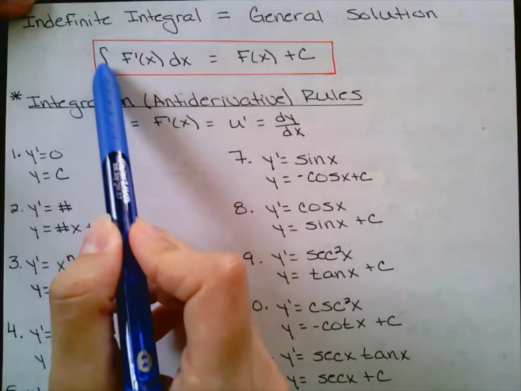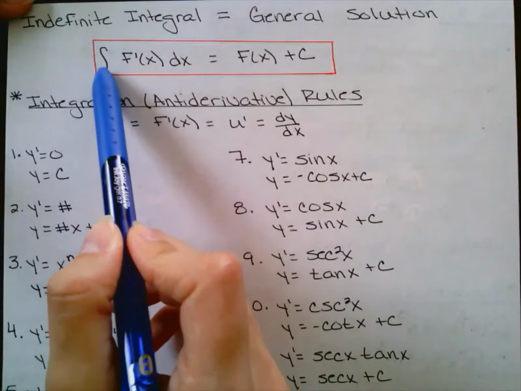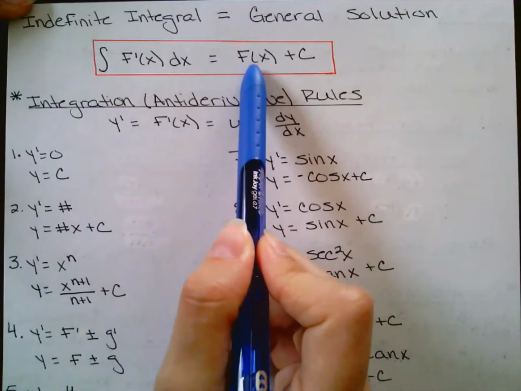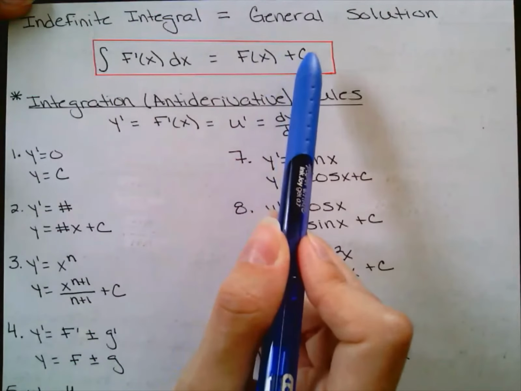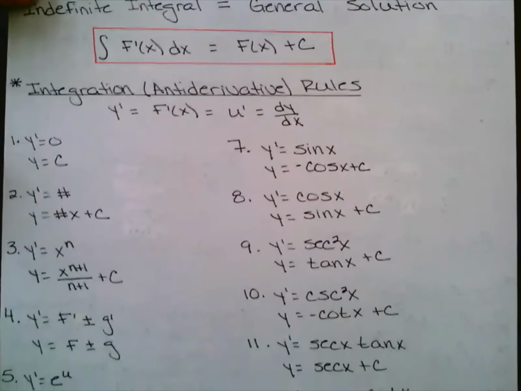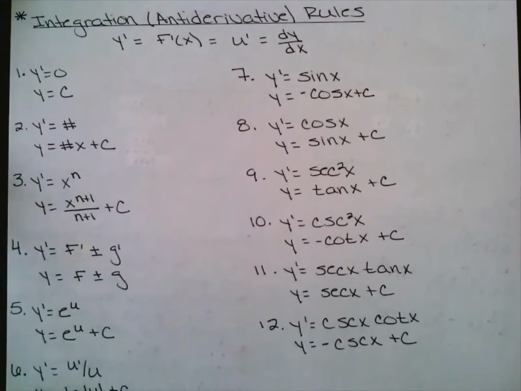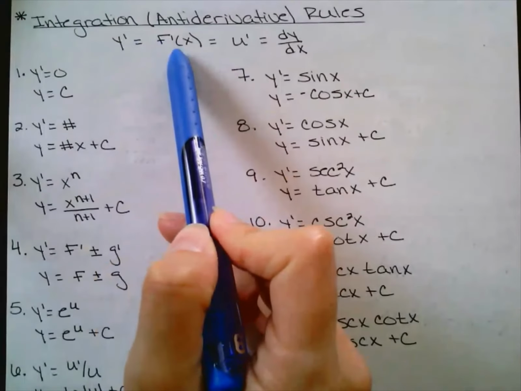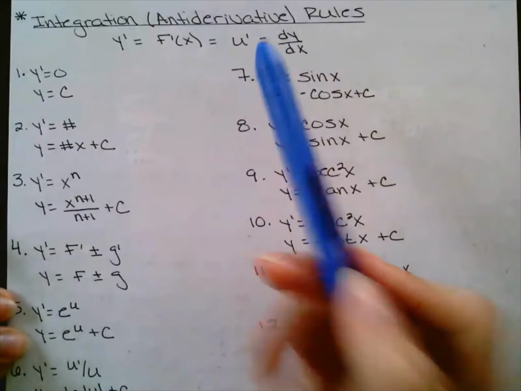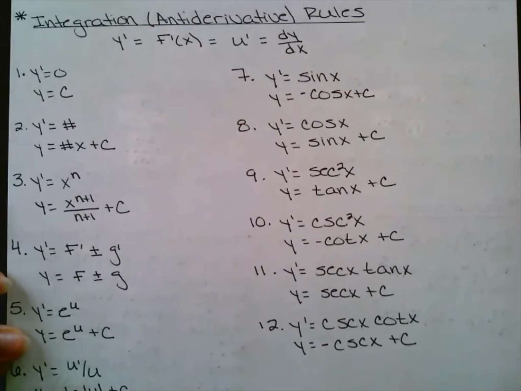This symbol is an integral, means to do the integral of f prime, which would just be f, and then don't forget that plus c. You always need that plus c. I can't tell you how many AP students lose points for forgetting that plus c. So some notation that you're going to be seeing: y prime, f prime, u prime, or dy dx. So let's go over the main 12 rules.